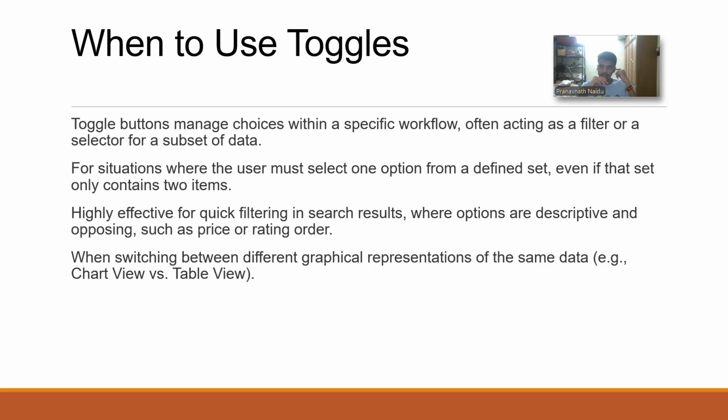So when do we use toggle? Toggle buttons manage choices within a specific workflow, often acting as a filter or a selector for a subset of data. For situations where a user must select one option from a defined set, even if the set only contains two items, we can use a toggle button. Toggles are also highly effective for quick filtering in search results where options are descriptive and opposing, such as price or rating order. Again, when switching between two different graphical representations of the same data, we can also use a toggle.